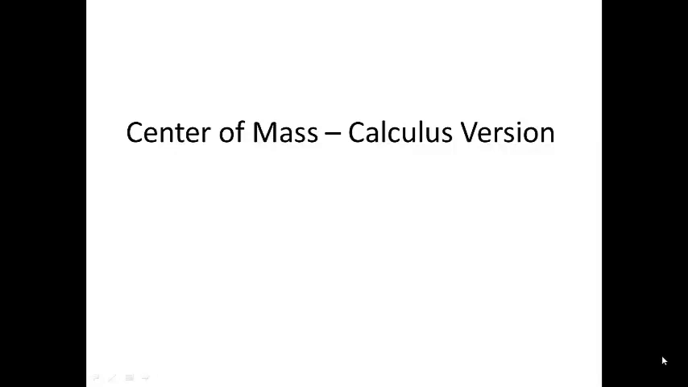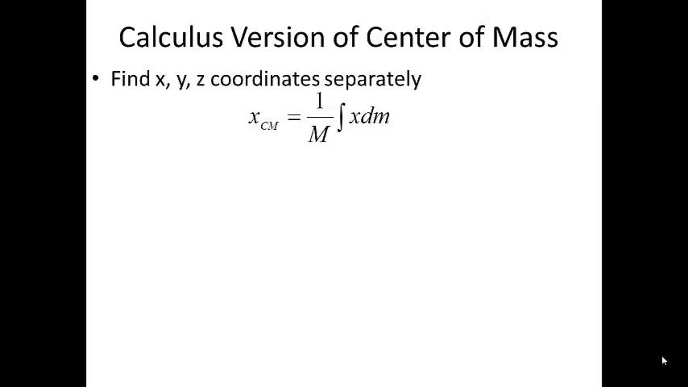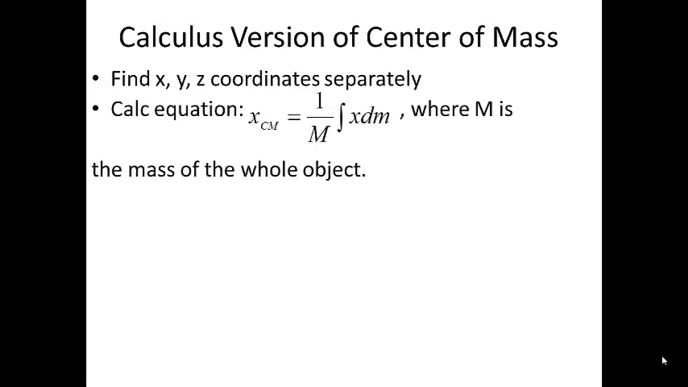In this video, we are going to be learning more about the center of mass. This video is specifically about the calculus version of the center of mass. Like you would do with the regular, non-calculus version of the center of mass, you would find the x, y, and z coordinates separately. This is the calc equation given to you in the x direction just as an example. It would be 1 over the mass of the object, and then you take the integral of x times dm.